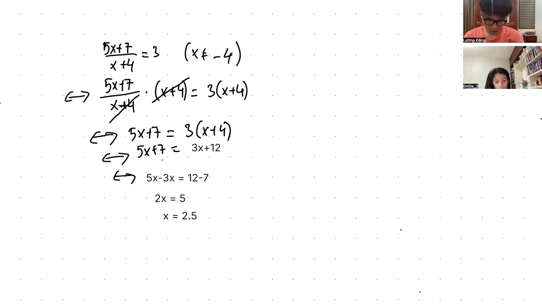Okay, so it satisfies the condition here, right? X is not minus 4, so this is the true solution. Okay, 2.5 is the true solution. Okay, so next I'm gonna write down here. Can you solve it for me?